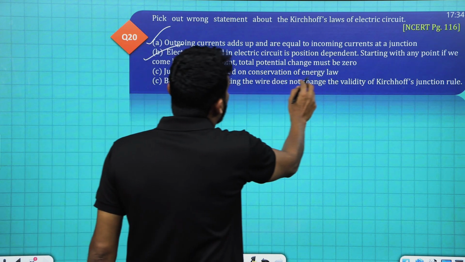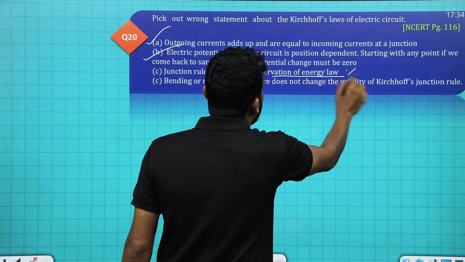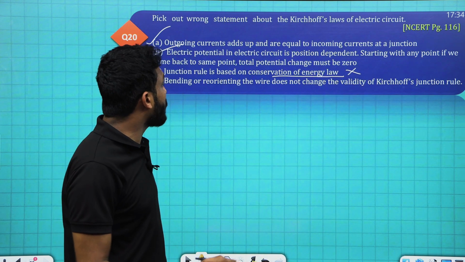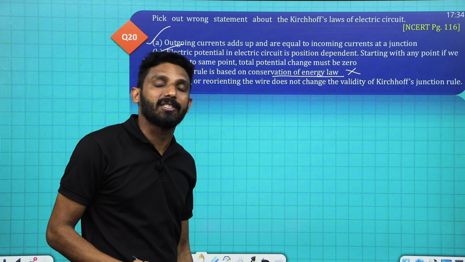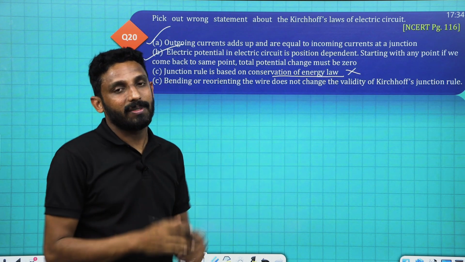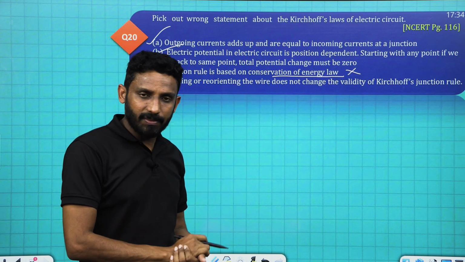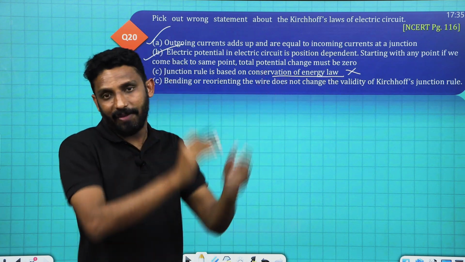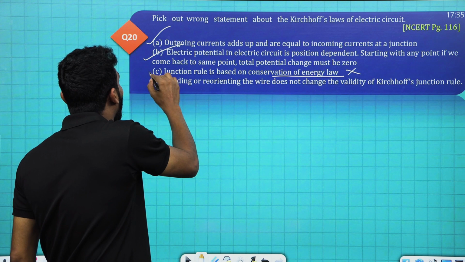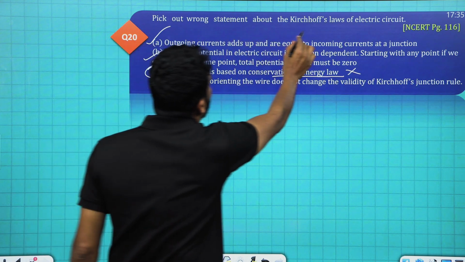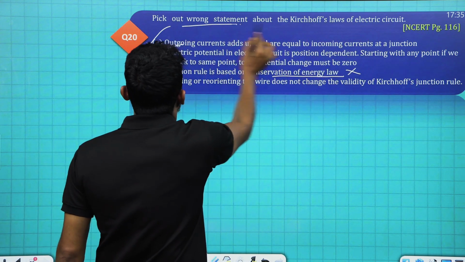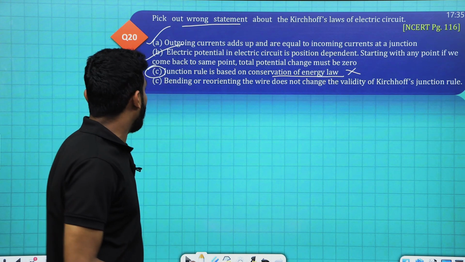Option: junction rule is based on conservation of energy law. Incorrect. Junction rule is based on conservation of charge law. Conservation of charge: how much charge is entering, that much charge will be leaving. That is, the current entering will be the current leaving. So this will be our answer, as we are to select the incorrect statement. Wrong, that is the answer C.